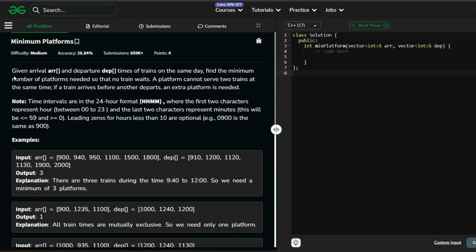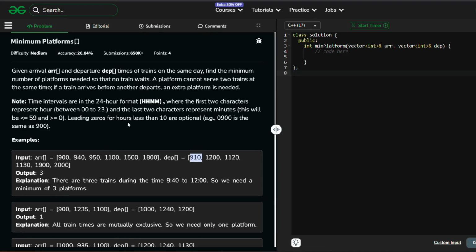The question, minimum platforms, states that it has two arrays, that is the arrival array and the departure array, which consist of the timings of trains. That is, the arrival array comprises the times at which the trains arrive, and the departure array the times at which they depart. Arrival of I, that is ARR of I, gives the arrival time of the ith train, and departure of I gives the departure time of the departed train.